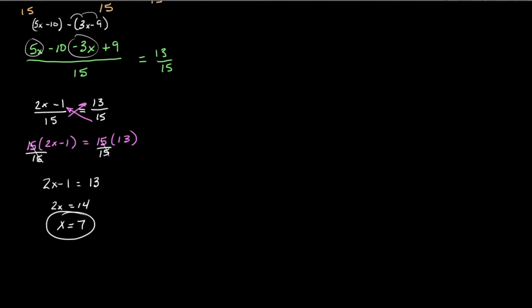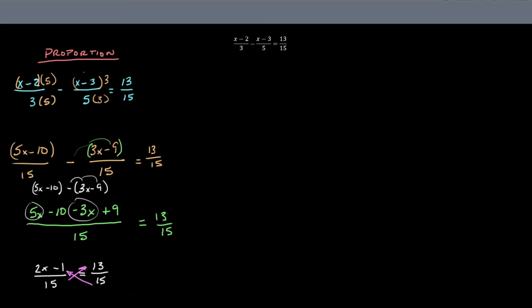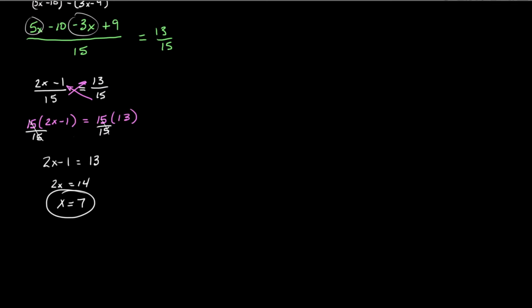Now, we would have to go back and check this to make sure it works. So we got x equals 7. 7 minus 2 is 5. 7 minus 3 is 4. And so I have 5/3 minus 4/5. Well, 5/3 as a fraction is going to be 25 over 15, minus 4 over 5 is going to give me 12 over 15. So 25 minus 12 is going to give me 13 over 15, and it checks out. So it's okay. So x equals 7 is our answer.